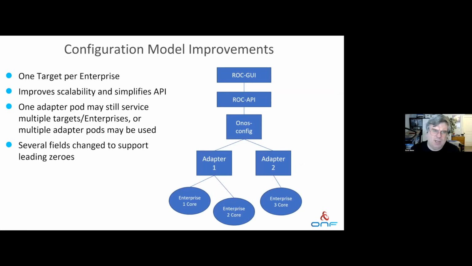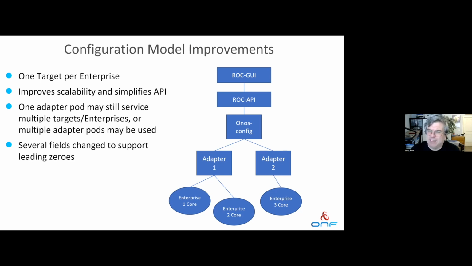Okay, that was all a brief overview of Aether, and now I'm going to spend a few moments talking about some of the new features and new improvements that come with Aether 2.1. The first thing we did was to reorganize the hierarchy of models. In Aether 2.0 and below, we had a monolithic organization of models where all sites for all enterprises were available together in the same configuration database. In Aether 2.1, we've moved to one configuration target per enterprise.